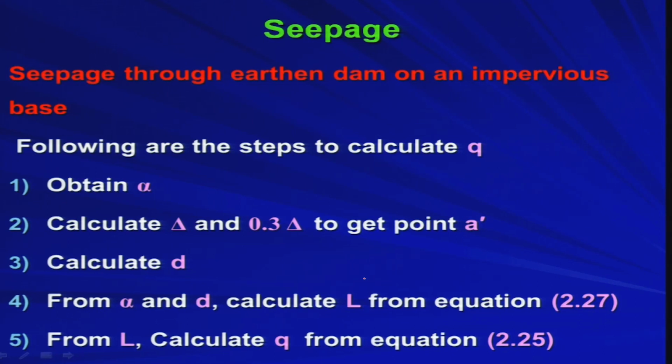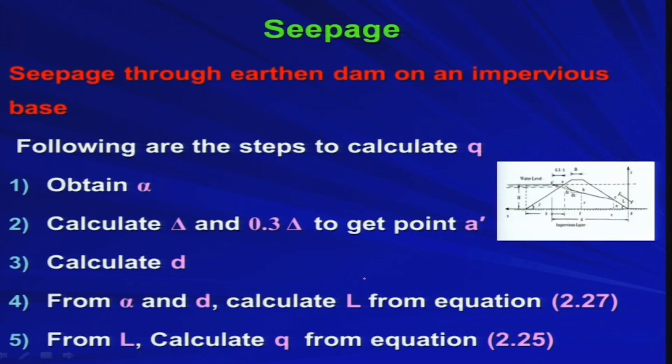First you obtain alpha, okay. Then you calculate capital delta. What is delta? If you see the figure, the delta is nothing but the distance between this point and the actual entry point of water, that is A, okay, that is my delta. And you also calculate 0.3 delta to get a point A prime, as I told you. That is located at 0.3 delta distance from the actual entry point A.